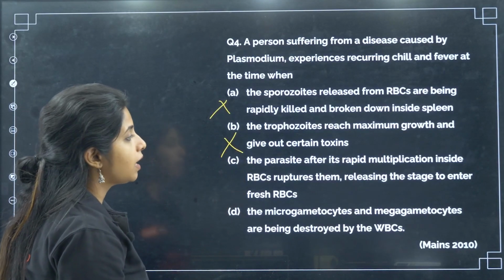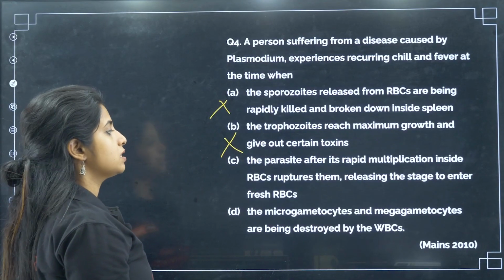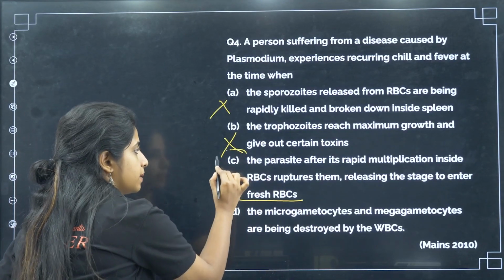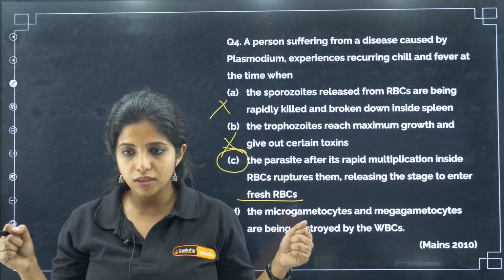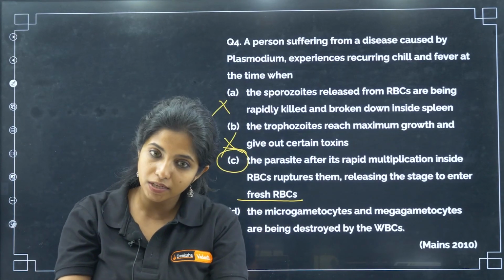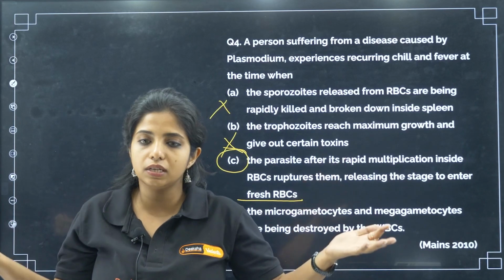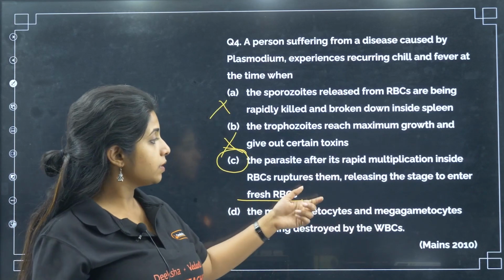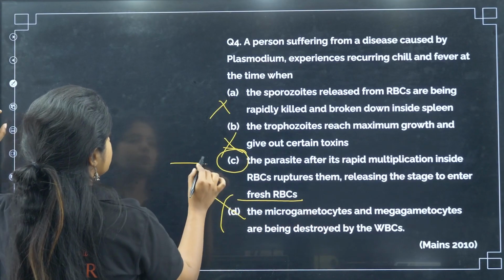No. C, the parasite, after its rapid multiplication inside RBCs, ruptures them, releasing the stage to fresh RBCs. Correct. And when they do so, they are also giving out what? Hemozoin, and that hemozoin gives fevers and chills. D, the macrogametes and megagametes are being destroyed by the WBCs. Wrong. So your answer becomes what?